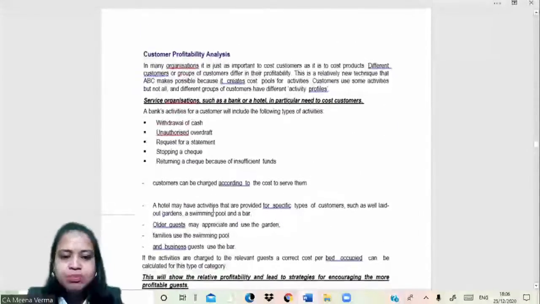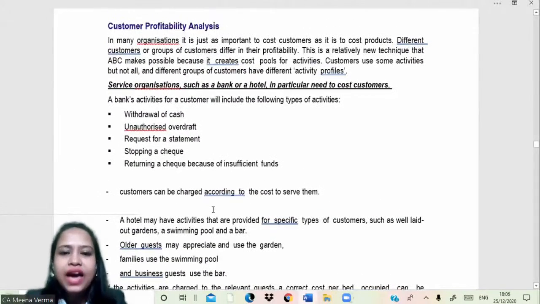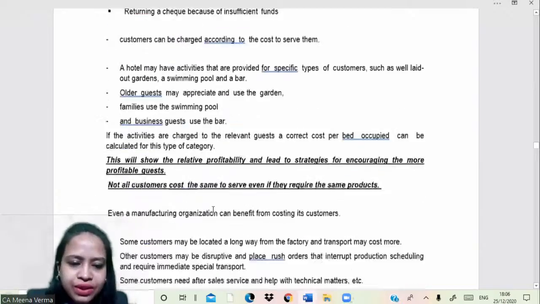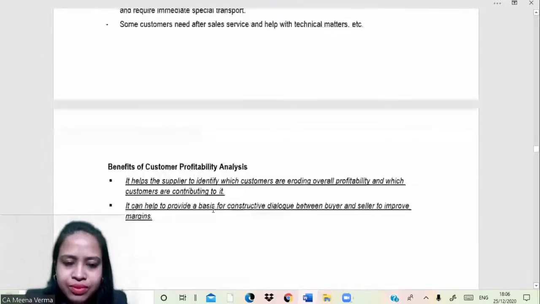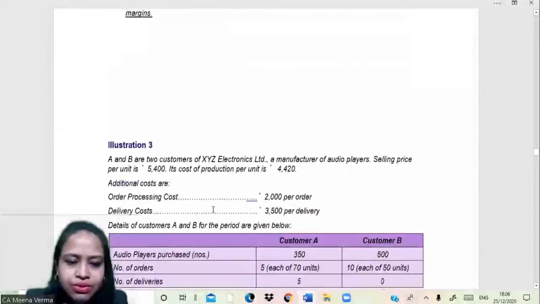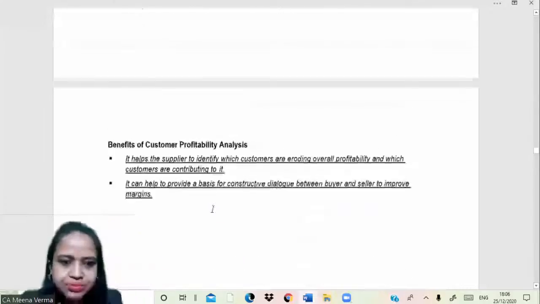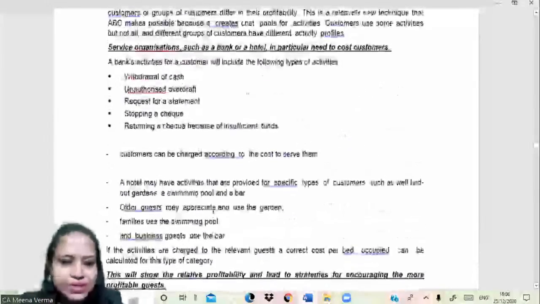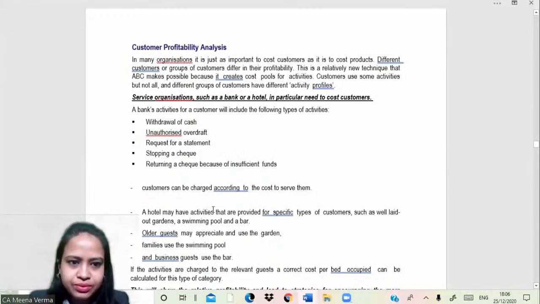So this is the topic we have here. In this topic we will try to find the profitability of different customers. But yes, before doing that, let us first cover the theory which we have in this chapter.